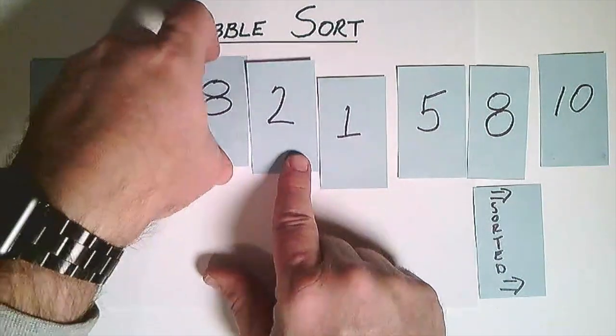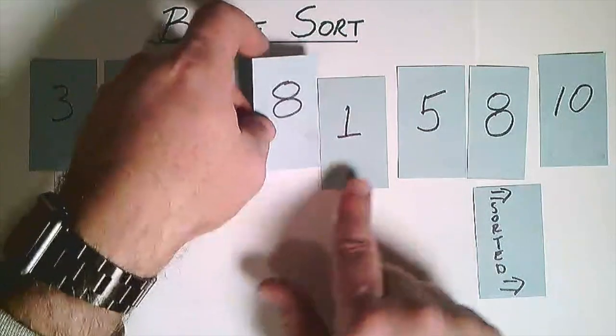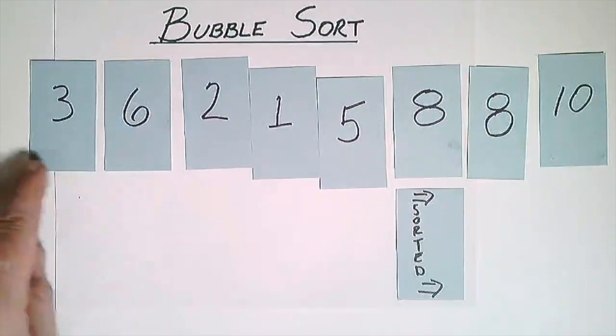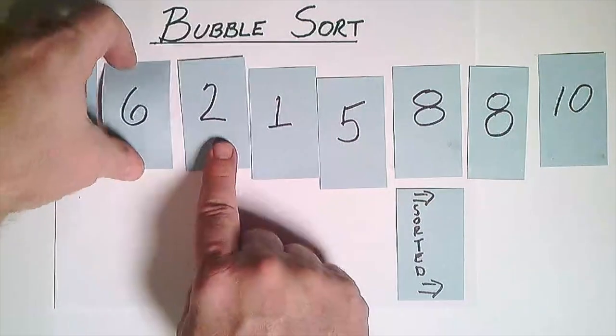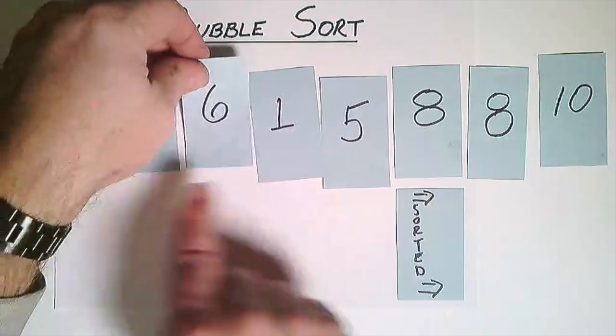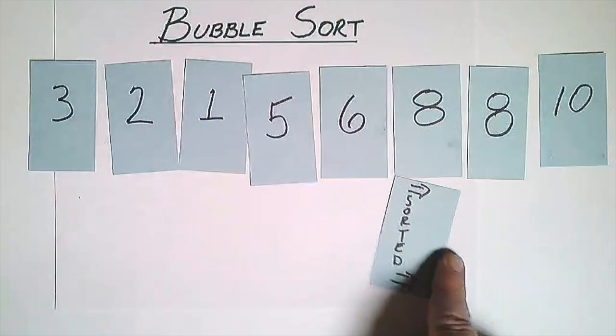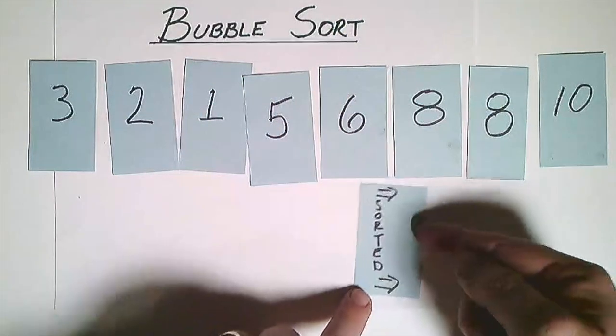3, 6, 8. The 8 has to swap with the 2, and swap with the 1, and swap with the 5. Now we're sorted from the first of the two 8s to the right. Go to the list again. Swap the 6 up. Now we're sorted from the 6 to the right.